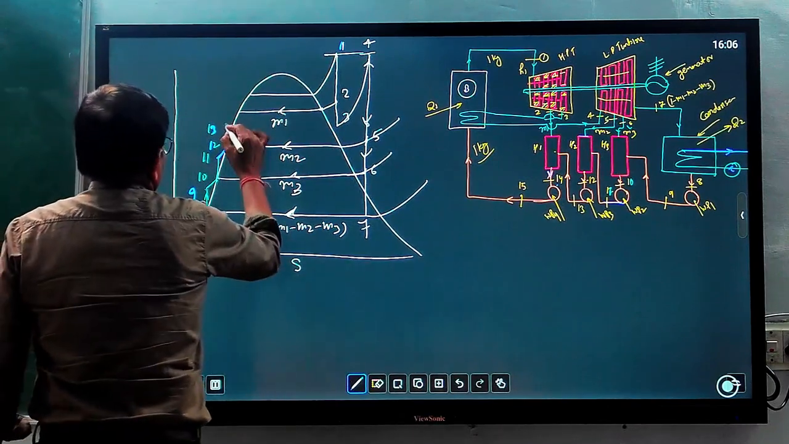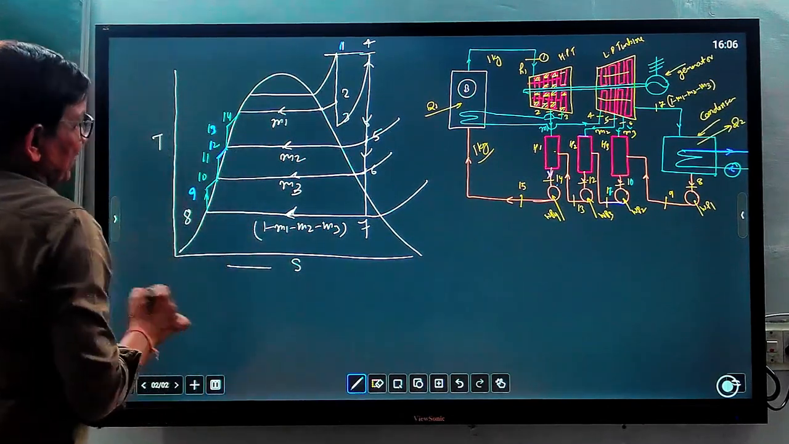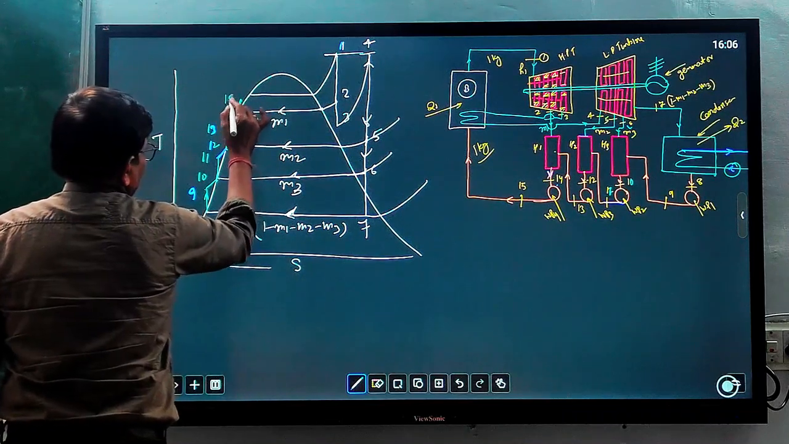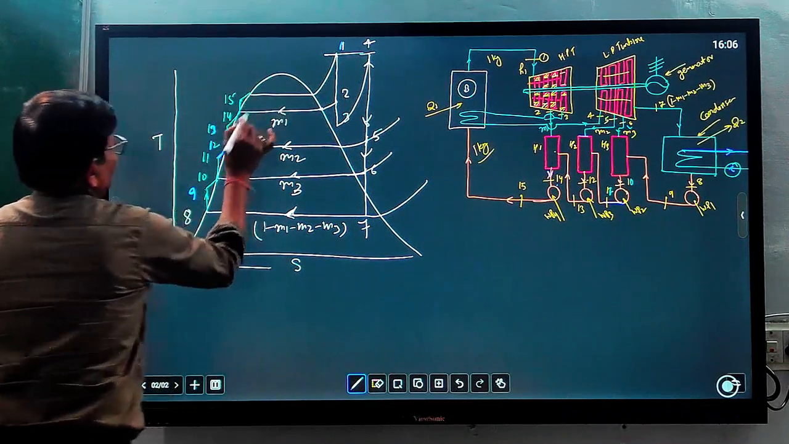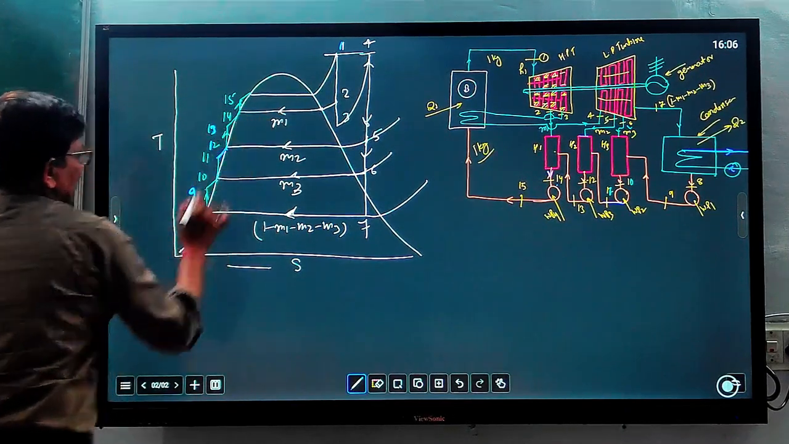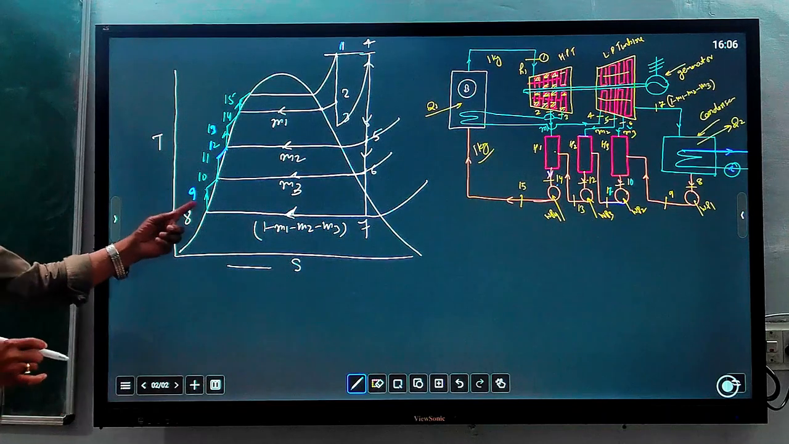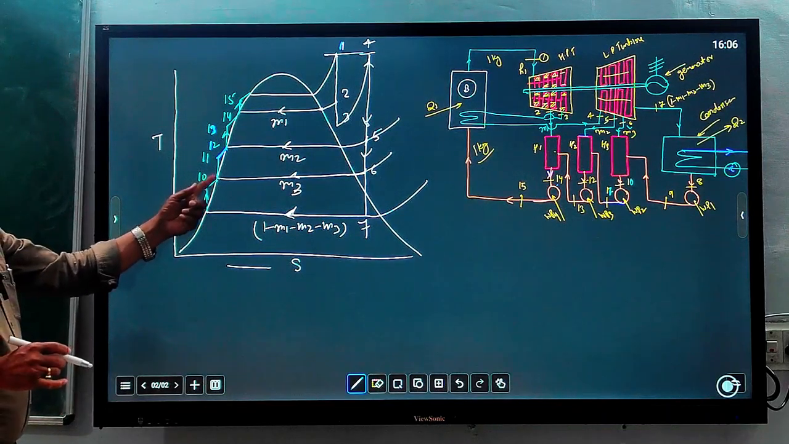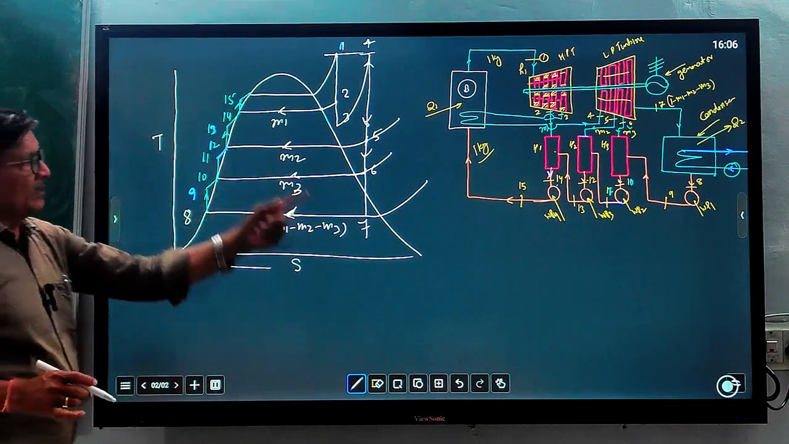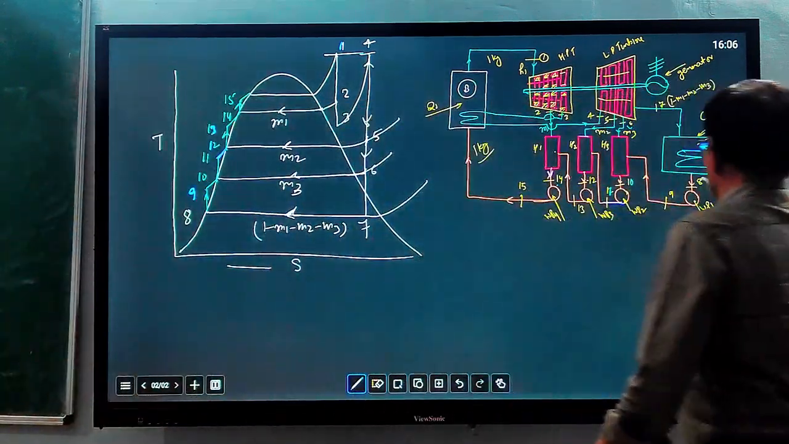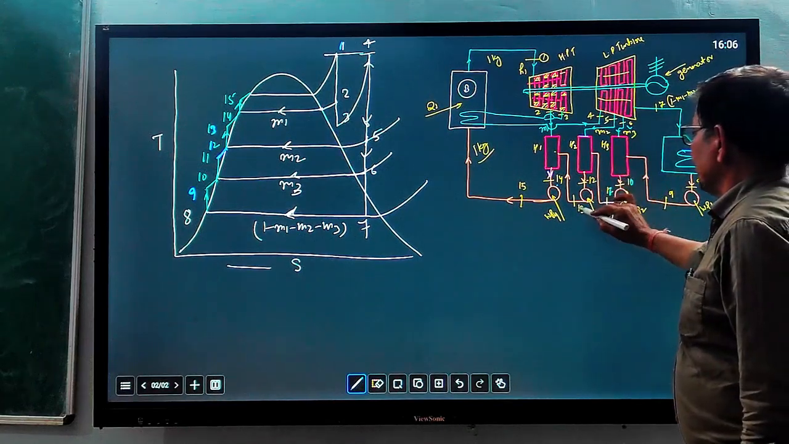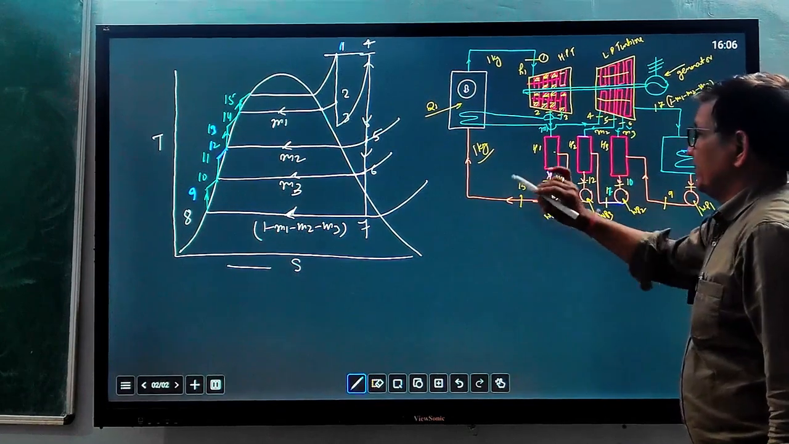13 to 14, and 14 to 15 is again a pumping process. So this is complete. There you can see there are 4 pumping processes: pumping 1, 8 to 9; pumping 2, 10 to 11; pumping 3, 12 to 13; pumping 4, 14 to 15.